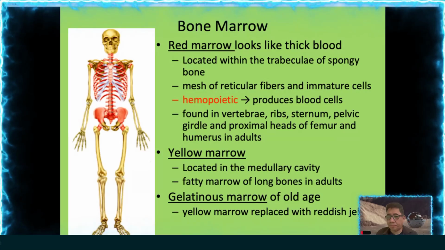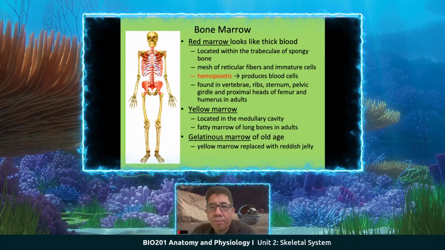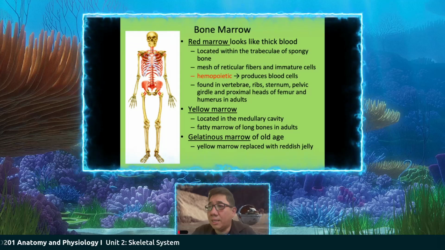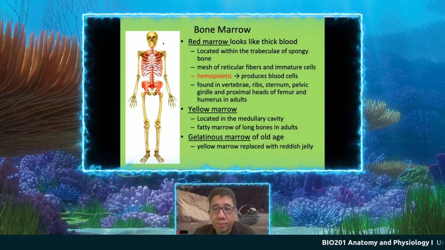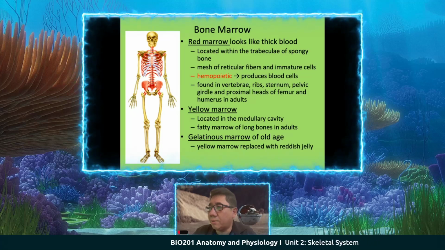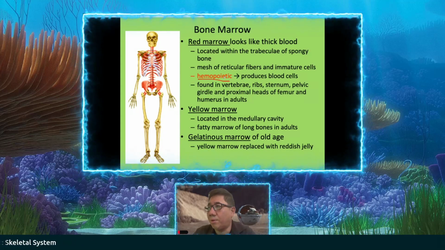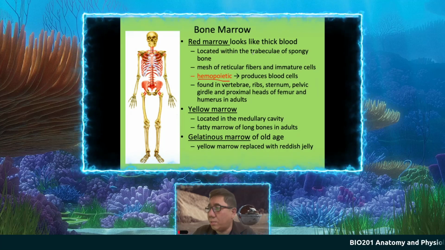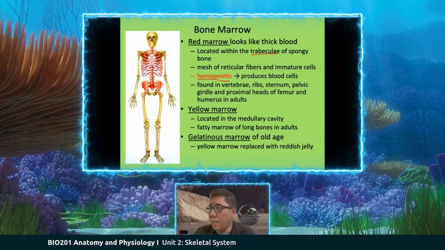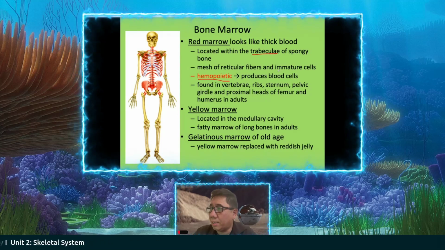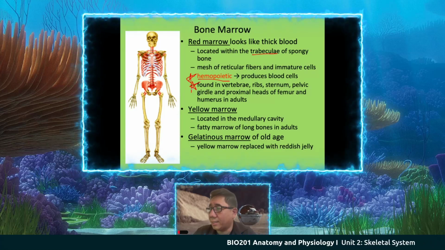So the red bone marrow, you can see in the red. These are where you have the red bone marrow. The key thing I want you to remember is right here: this is where you produce your blood cells. Your red blood cells, white blood cells, and platelets all come from your red bone marrow. Your red marrow is usually in your trabeculae, in the spongy bone part. They have a whole bunch of immature cells and reticular fiber in that red bone marrow. But again, the key things are this and this, things you want to remember for your test.